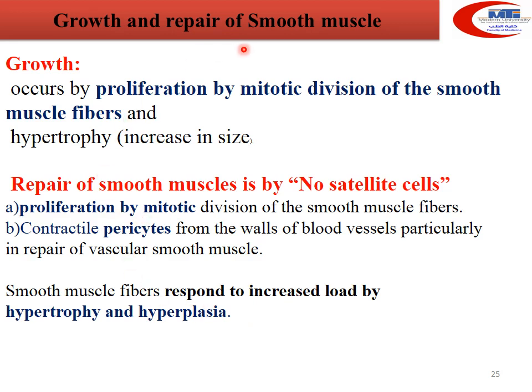Again, growth and repair of smooth muscles. Growth occurs by proliferation by mitotic division of the smooth muscle fiber and hypertrophy, increase in size. Repair is by no satellite cells, but by mitotic division of smooth muscle fibers or contractile pericyte cells from the wall of the blood vessels, particularly in repair of vascular smooth muscle. Smooth muscle fiber responds to increased load by hypertrophy, increase in size, and hyperplasia, increase in number.